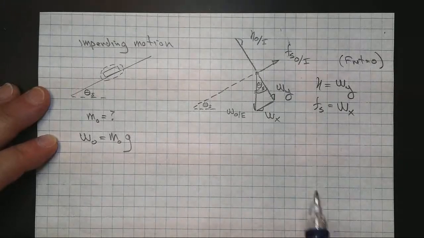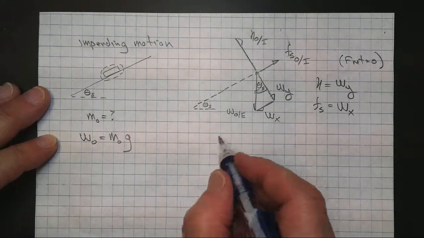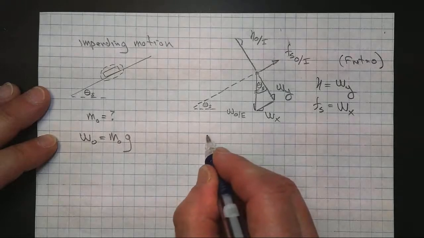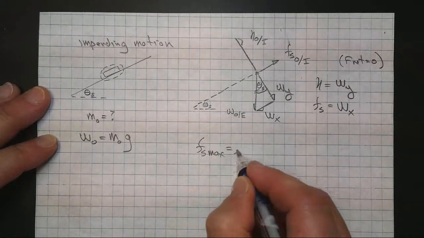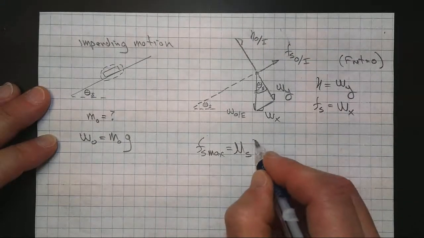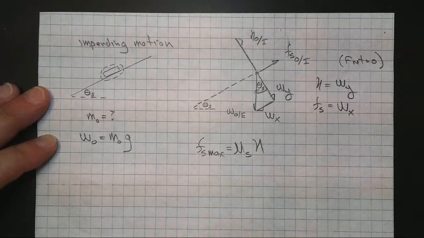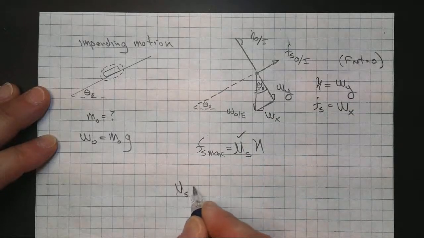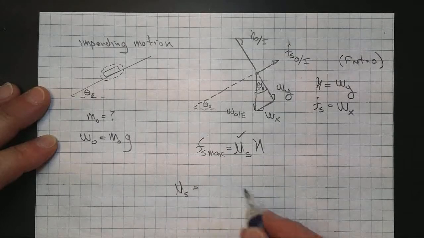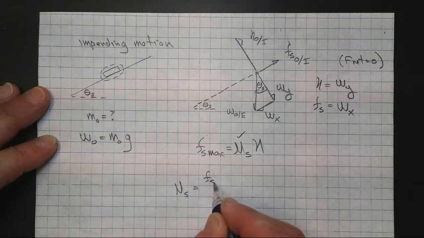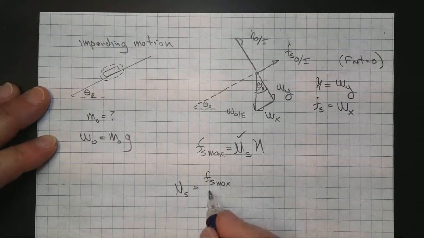It might not be. So what we have here is our static friction equation for on the verge of sliding. We have Fs max equals the coefficient of static friction, mu sub s, times the normal force. We want to solve for mu sub s. Let's do some algebra. Dividing both sides of the equation by the normal force, we'll find that mu sub s, the coefficient of static friction, equals Fs max, maximum static friction, divided by the normal force.